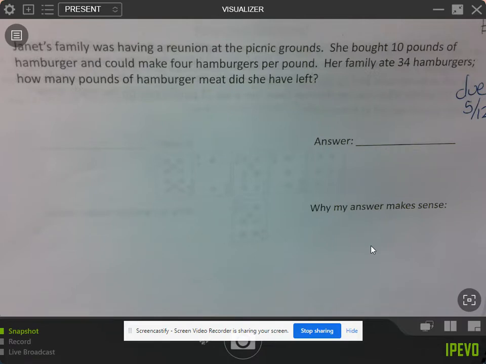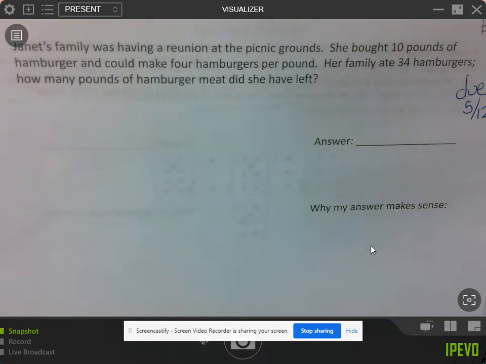Okay. So for the first page, Janet's family was having a reunion at the picnic grounds. She bought 10 pounds of hamburger and could make 4 hamburgers per pound. Her family ate 34 hamburgers. How many pounds of hamburger meat did she have left? So let's think about that. She bought 10 pounds of hamburger.